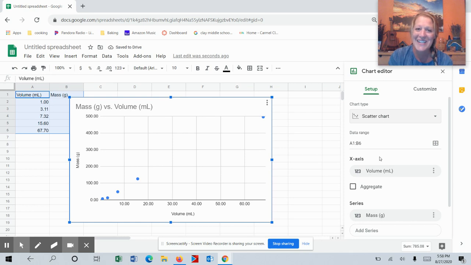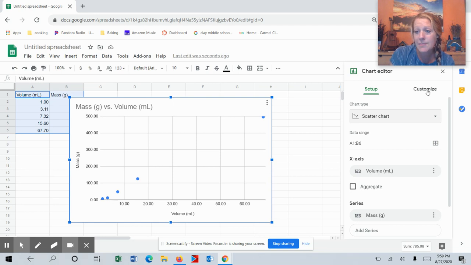Now, it looks good. Let's check the x-axis. It was volume. It was what I could control. It was the cause. And then over here on the y-axis, I have mass. That was my effect, the change, right, on the y-axis. And my title's there, mass in grams versus volume in milliliters. So far, so good. I have to add a trend line, and I would like Google Sheets to do the calculations so that I don't have to figure out the equation on my own.